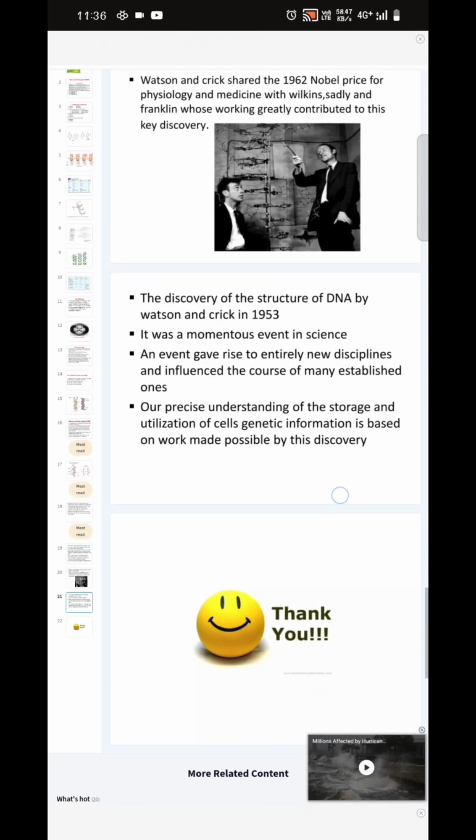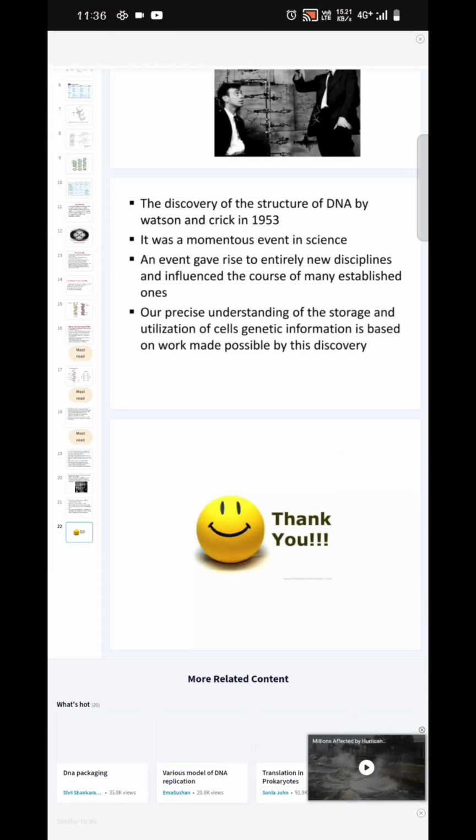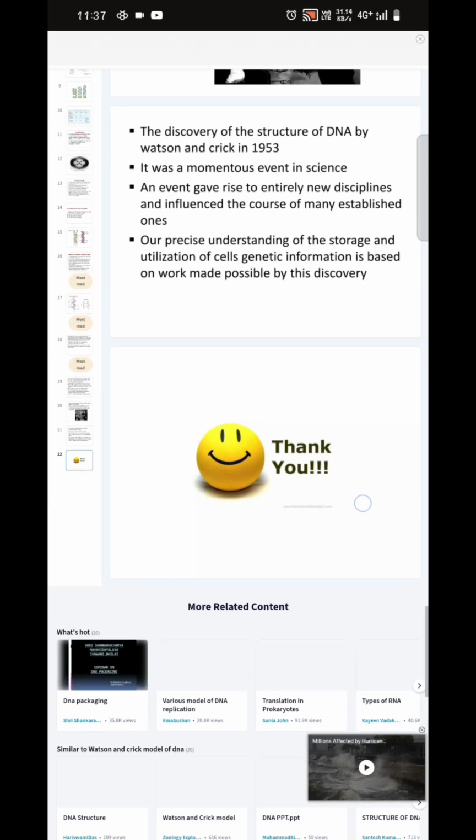Okay friends, the discovery of the structure of DNA by Watson and Crick was made in 1953. It was a momentous event in science. The event gave rise to entirely new disciplines and influenced the course of many established ones.